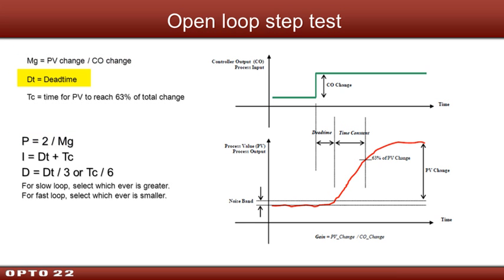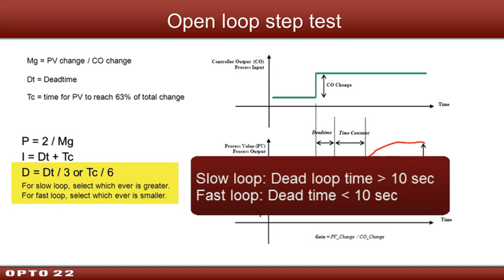Our dead time, very simply, we've talked about that from when you made the change to when we started to see an output change. And our time constant, which is time for the process variable to reach 63% of the total change, this point here. So once we know these values, the change, 63% of the process variable change, we can then calculate some appropriate values. The only one that's a little bit different here is the derivative.